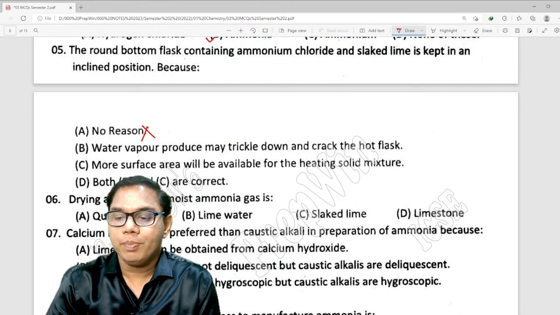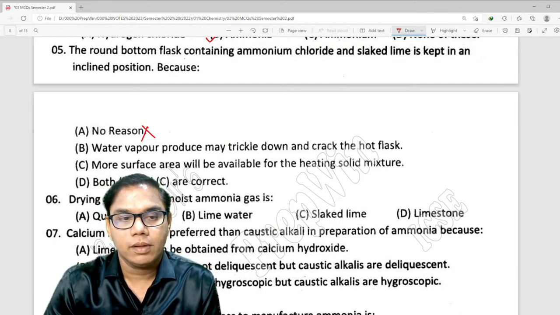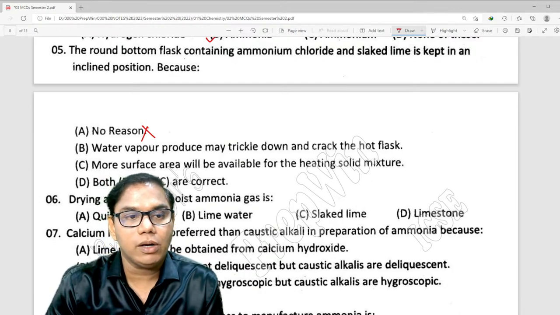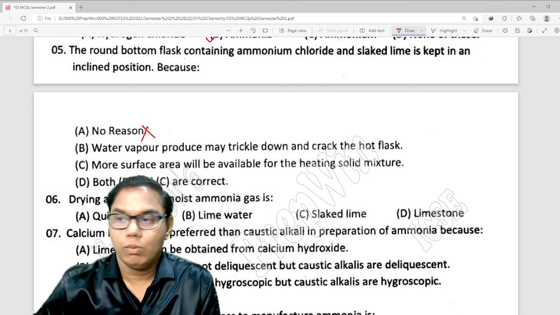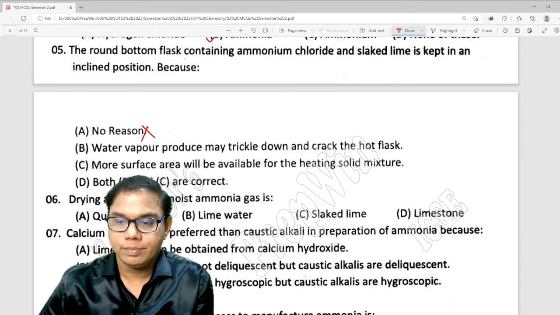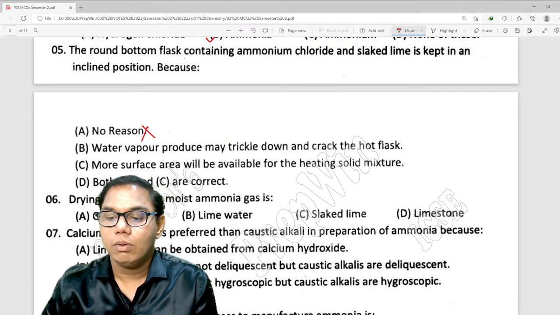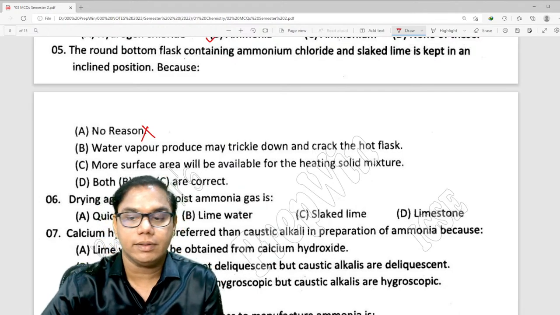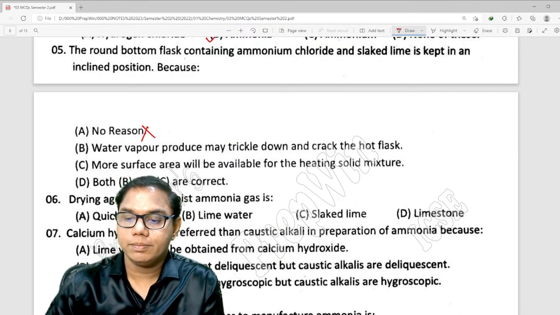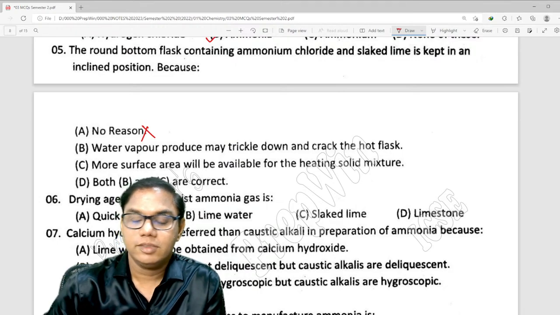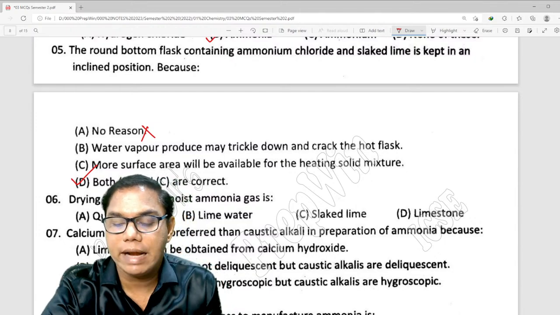Yes, very good. Students are divided about their answer. Some are saying B, some are saying D, but not C. What is the correct option? Yes, Om is confident about his answer. He is saying 5D. Yes, Om is absolutely right. Both B and C. The correct answer is 5D.